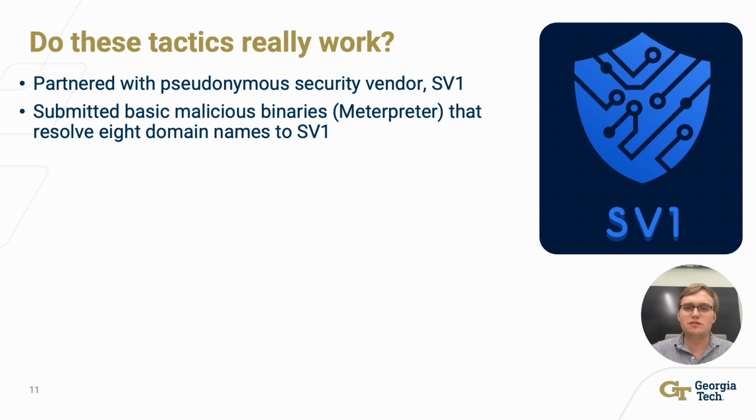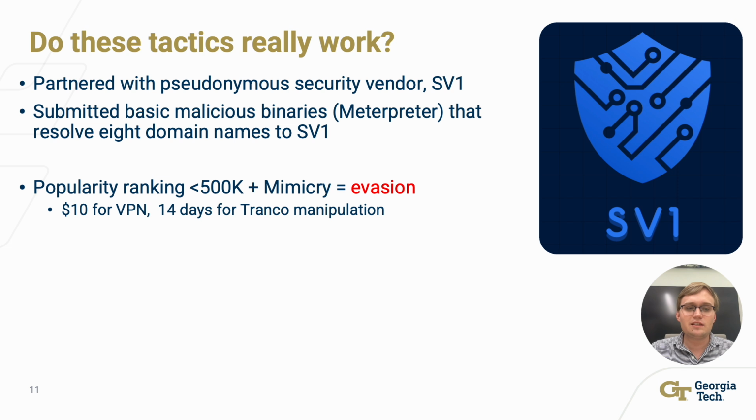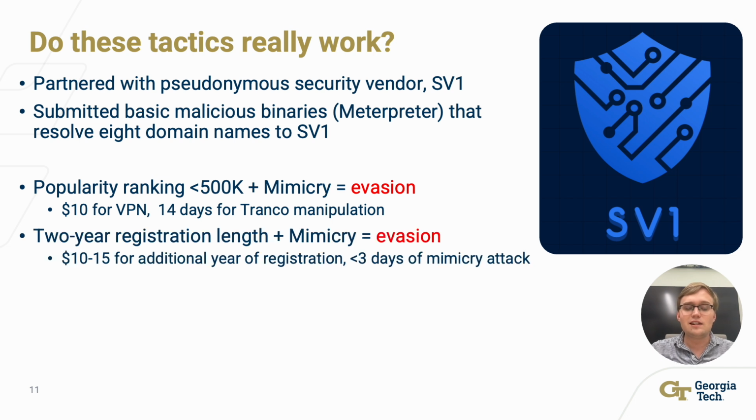the default state of a domain is benign. Therefore, we needed something to put ourselves at a disadvantage. In this case, it's having these malicious binaries resolve the domain names. We ultimately found that a popularity ranking of 500,000 along with mimicry leads to evasion. This costs $10 in 14 days, and a 2-year registration length in addition to mimicry similarly results in evasion.